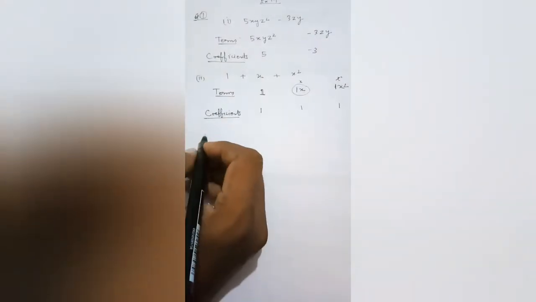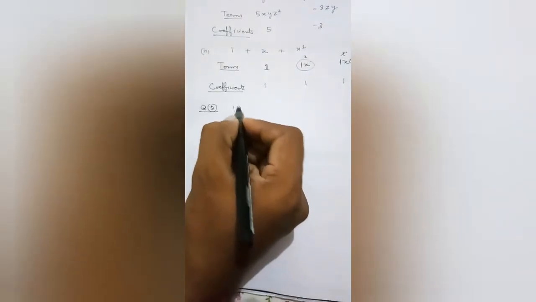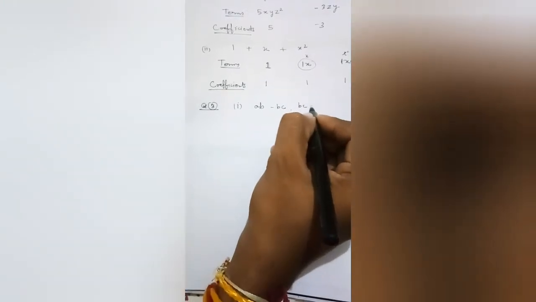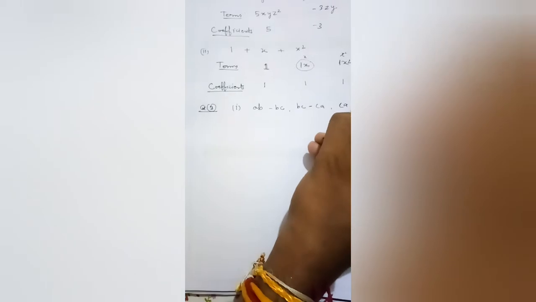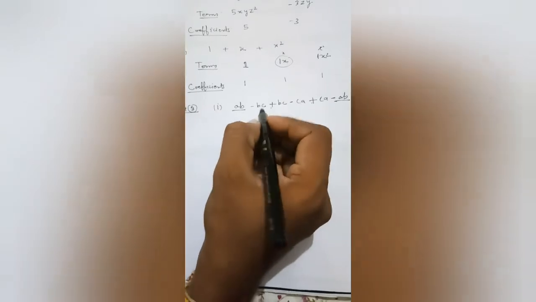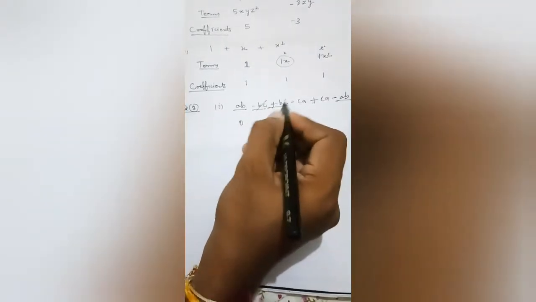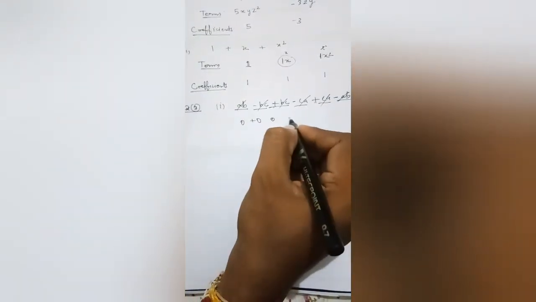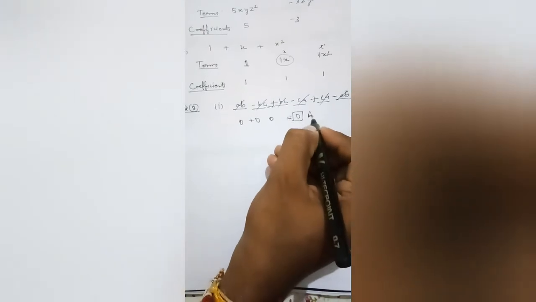Now question number 3: add the following. First part is AB minus BC, comma, BC minus CA, comma, CA minus AB. For addition, you have to put the plus sign on the place of commas. Now you can see AB minus AB, so it should be 0, minus BC plus BC, again this would be 0, minus CA plus CA, again this would be 0. So 0 plus 0 plus 0, the final answer would be 0. So in this way you have to complete question number 3, all the parts.